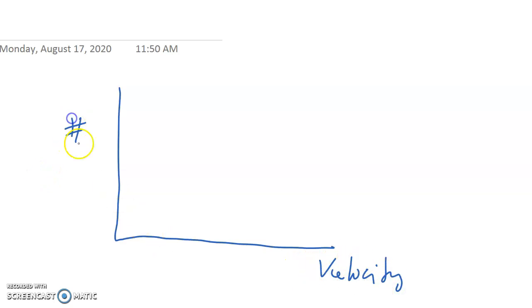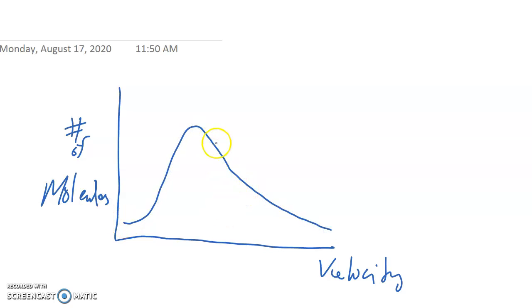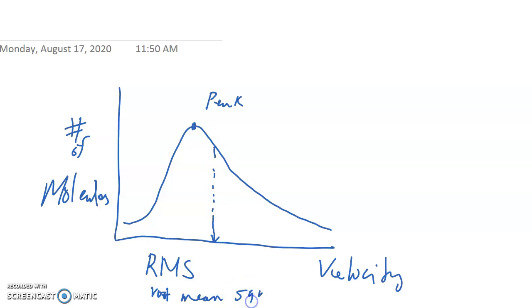So when we make the plot, here's velocity, and here's the number of molecules. For example, if the peak goes like this and the tail goes like this, then over here is the peak. However, the average will be on the right side of the peak if we take the average. That's what we call the root mean square. RMS means root mean square value of the velocity.